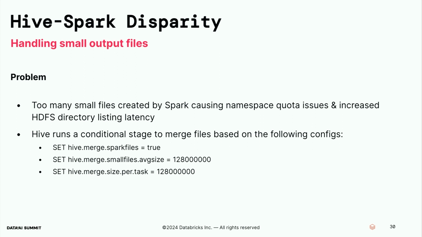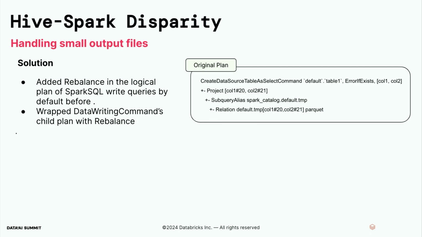So Hive solves this by running an additional map-only stage at the end of the query, which basically reads the output files of the previous stage and combines them into bigger files and writes them back, right? To solve this in Spark, we used rebalance.